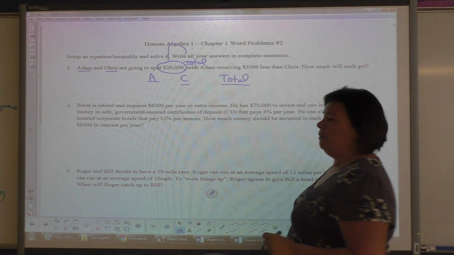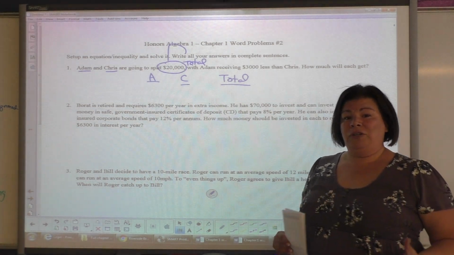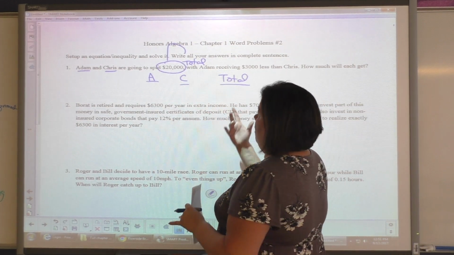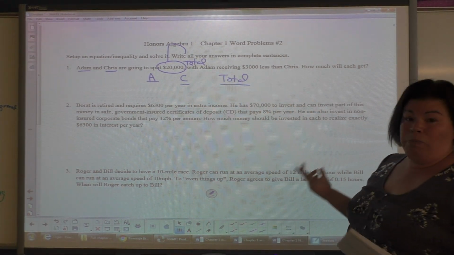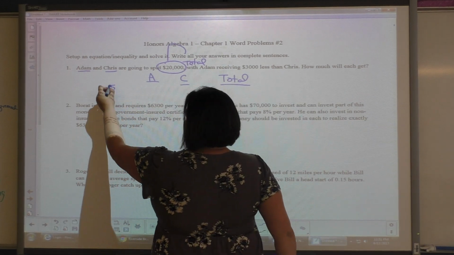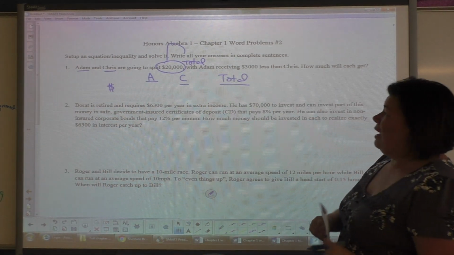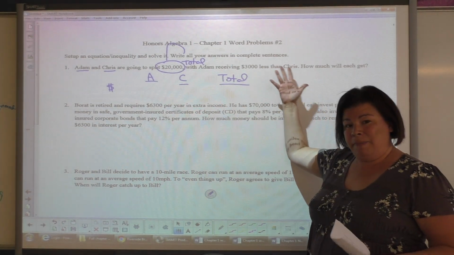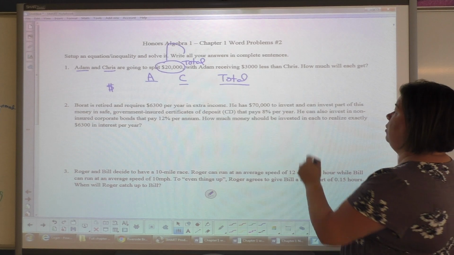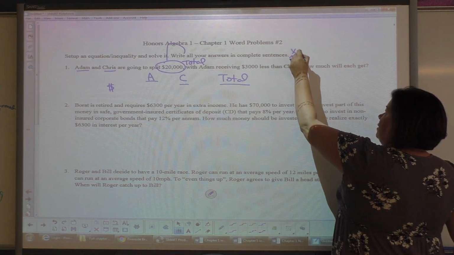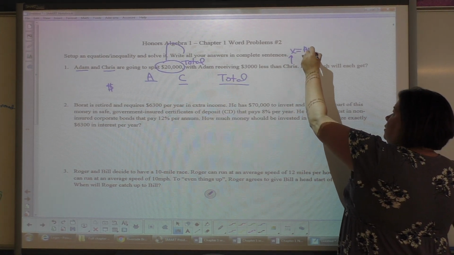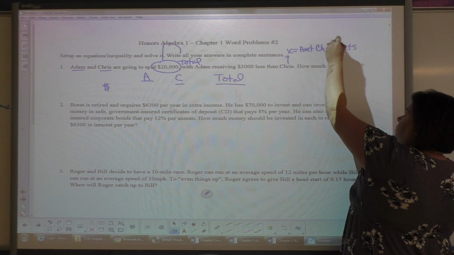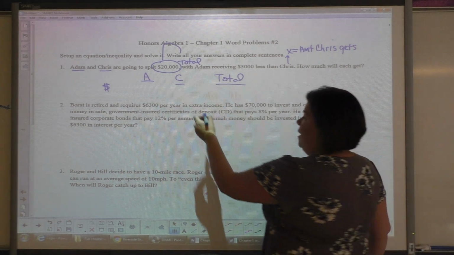Most of these word problems are going to have a total, and if they do, that means you're going to go ahead and add things together. The only thing that we're dealing with here is money, so that's the only row that we have. Adam is receiving $3,000 less than Chris. We don't know anything else about Chris, so that is our unknown. So we're going to let X equal the amount Chris gets.